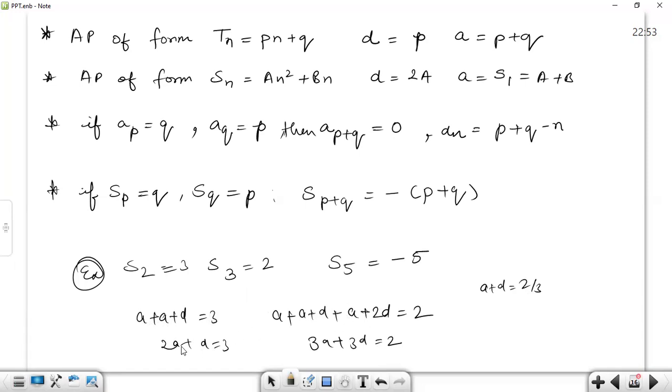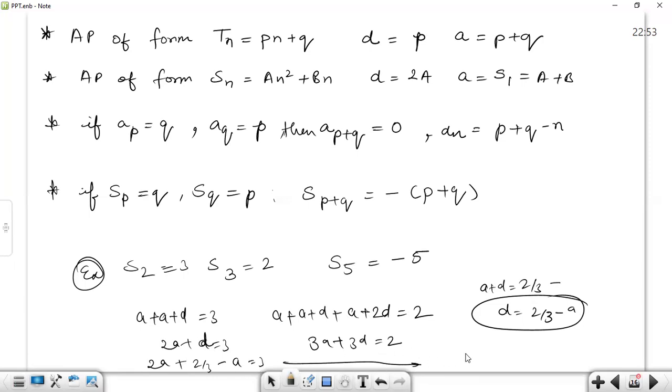Yes. So now we have these two equations. 2a plus d equals 3. Let's substitute the value of d from this: we can write d as 2 by 3 minus a. So 2a plus d is 2a plus 2 by 3 minus a equals 3. So we can write 2a minus a, which is a, equals 3 minus 2 by 3, that becomes 9 minus 2, 7 by 3.